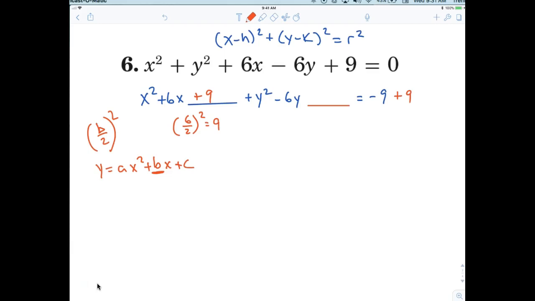All right. Now we're going to do the same for the y values. Negative 6 divided by 2 squared is what? 9. So that's plus 9, and that's plus 9. Now, the reason why we complete the square is because that creates a perfect square. All right, what does that mean?